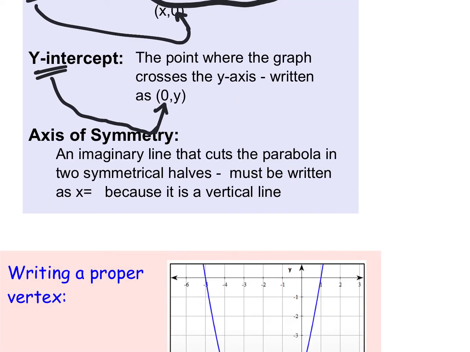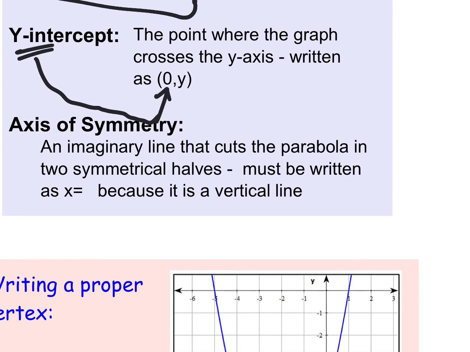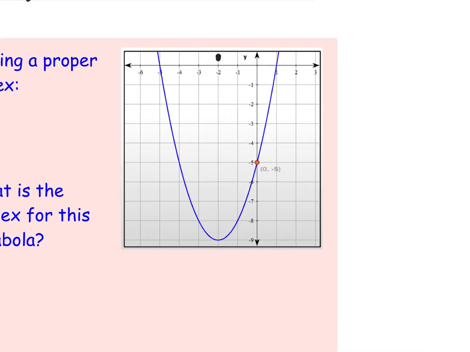All right, and last but not least, the axis of symmetry. An imaginary line that cuts the parabola in two symmetrical halves. It must be written as x equals, I called it the axis of symmetry, you remember? Because it's a vertical line. So this has a dotted line right down there. Most of you would have been able to pick that out instantly. Your brain just knows that's the line down the middle. But what's the equation for it?